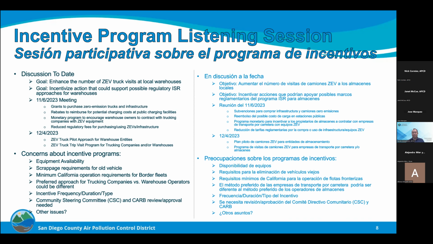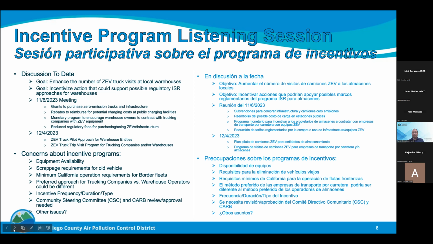Topics that have been presented and discussed during prior meetings include grants to purchase zero-emission trucks and infrastructure, rebates to reimburse for potential charging costs at public charging facilities, monetary program to encourage warehouse owners to contract with trucking companies with ZEV equipment, reduced regulatory fees for purchasing, using ZEVs and infrastructure, ZEV truck pilot approach for warehouse entities, and ZEV truck trip visit program for trucking companies and/or warehouses.